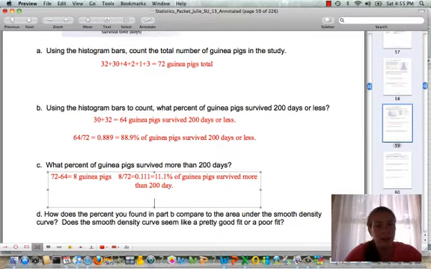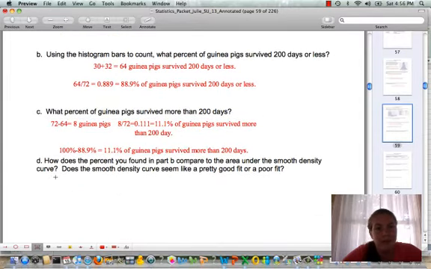Now, if we want to check the other way, we could say, well, we know they have to total 100%. So if we check 100% subtract 88.9% from up above of the guinea pigs that survived 200 days or less, we see this difference is also 11.1%. So either method gives the same final answer.